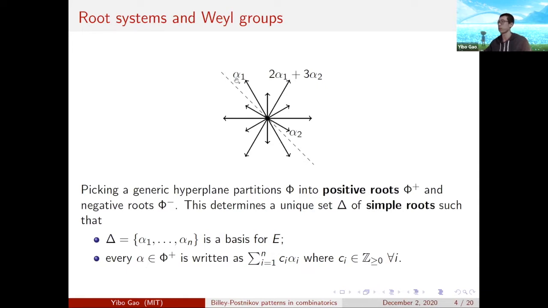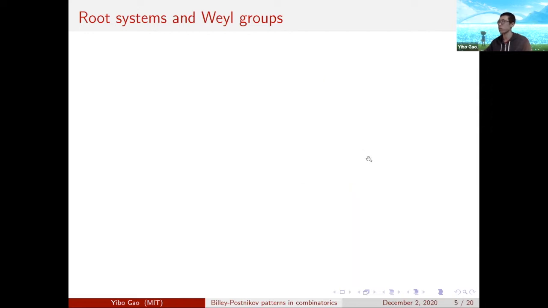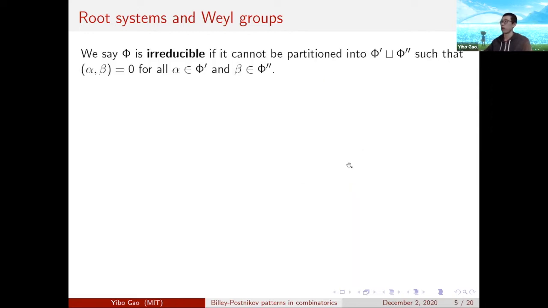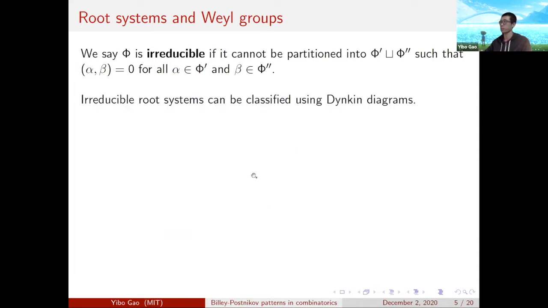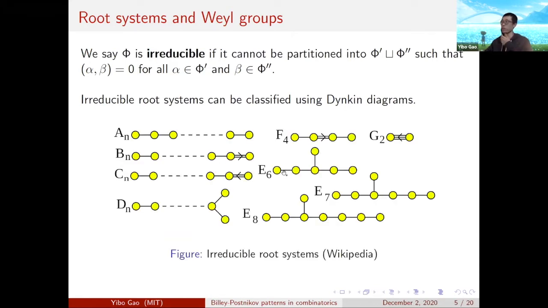So for example, here, this part is the positive part, and I choose alpha 1, alpha 2 to be my simple roots. And each vector, so for example, this guy can be written as 2 alpha 1 plus 3 alpha 2, and all the coefficients are non-negative integers. So phi is irreducible if it cannot be partitioned into two parts that are orthogonal to each other. Irreducible ones can be classified by Dynkin diagrams. It's a picture from Wikipedia. We have 4 classical families and some exceptional types.